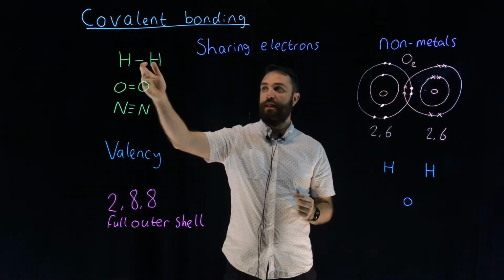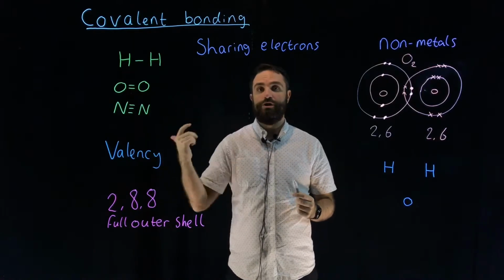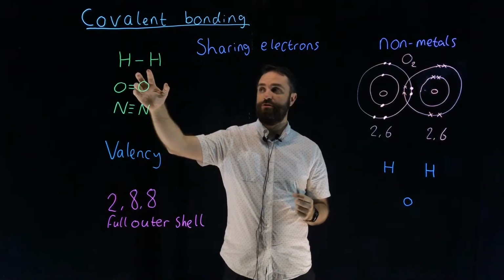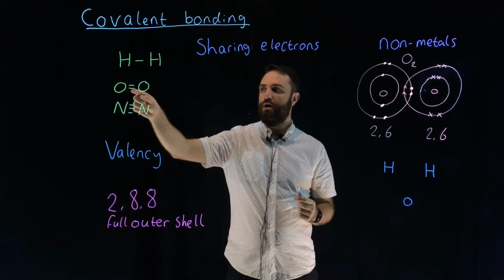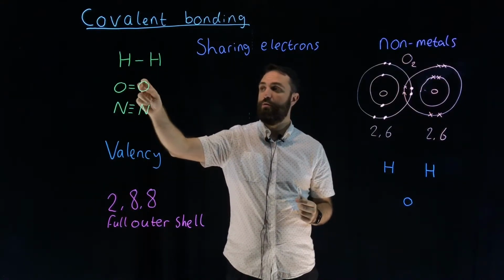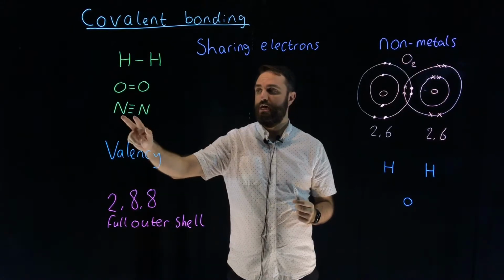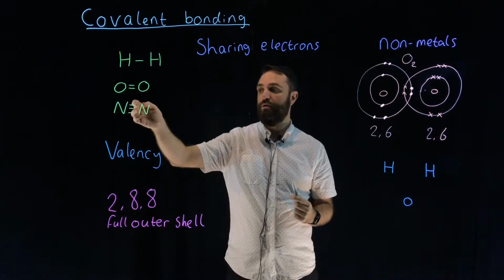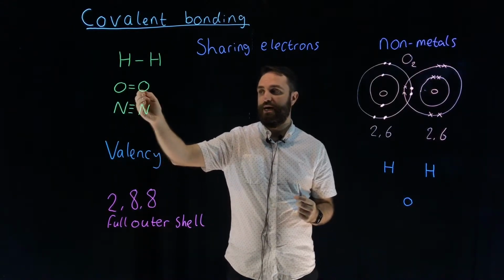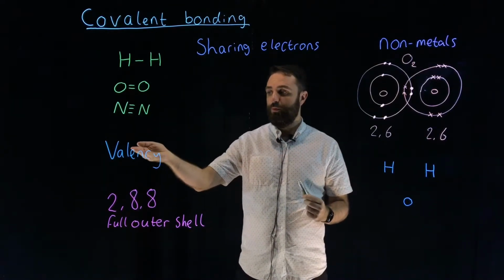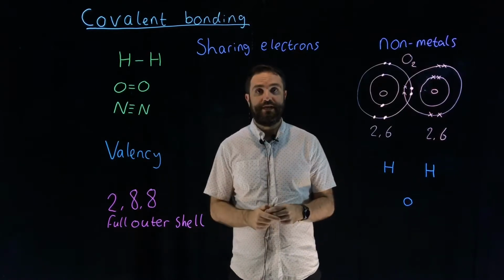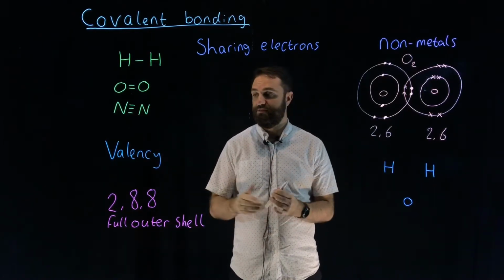Each line that you represent like this is one shared pair of electrons. So a hydrogen molecule has a single covalent bond which shares 2 electrons. Oxygen has a double covalent bond which shares a total of 4 electrons. Nitrogen, a very strongly bonded molecule, has 3 covalent bonds, which shares a total of 2, 4, 6. Okay? We call the number of bonds that each atom can make its valency.